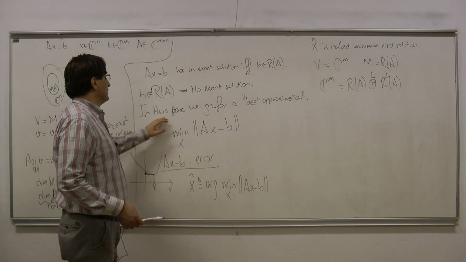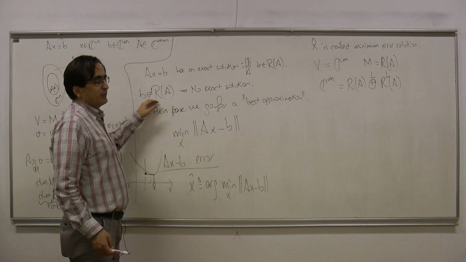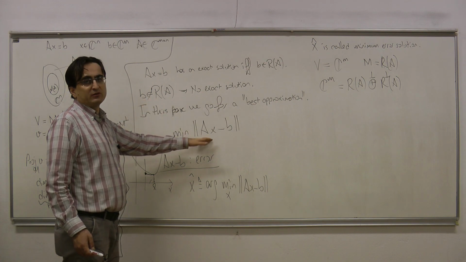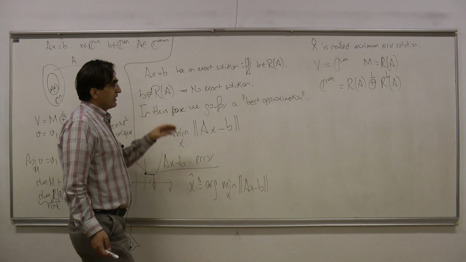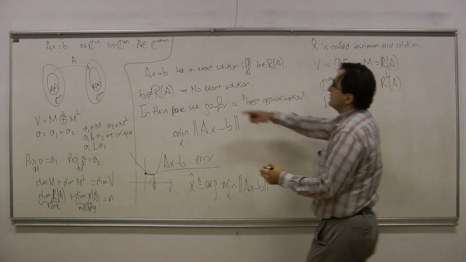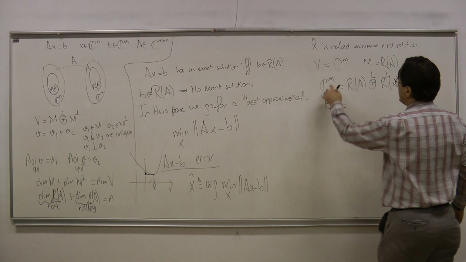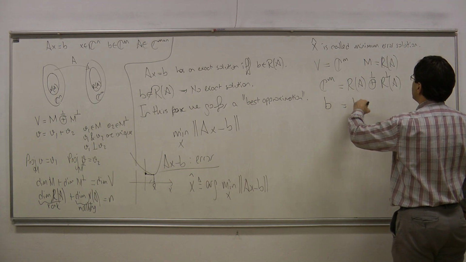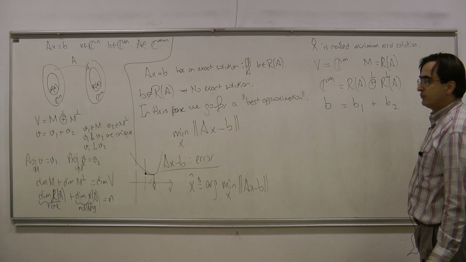And I know that when I try to calculate this error, B is not in range space of A. Otherwise, this minimum is 0, and I don't really want to calculate it. So when B is not in range space of A, and B is in Cm, I can actually write B in terms of a summation of two vectors, B1 and B2.